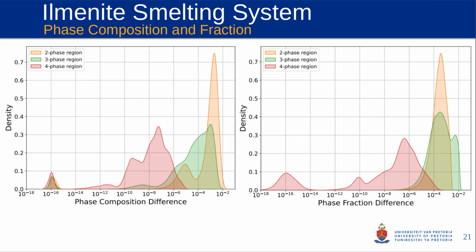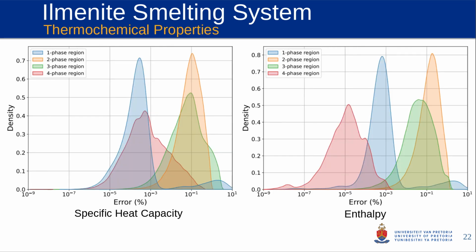Because the phase fraction is dependent on the composition of the phases, the errors associated with the phase fraction are very similar to those of the phase composition. Errors made on thermochemical properties: we can see that generally the errors made are about 1% and less, with the exception of some calculations in the single phase regions being about 10%. This is due to the non-linear variation of thermochemical properties with temperature and composition in these regions.